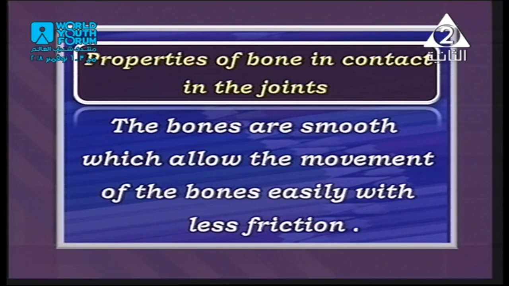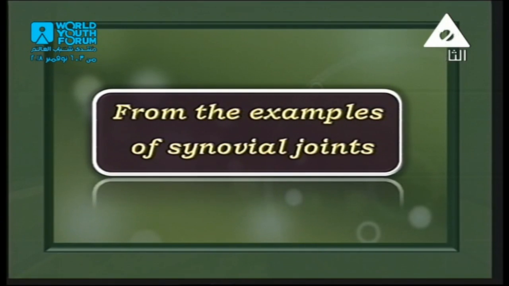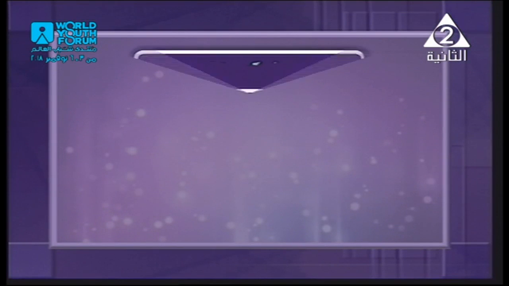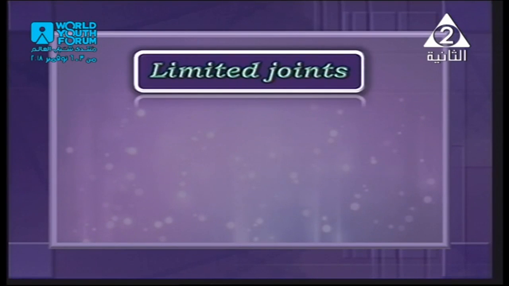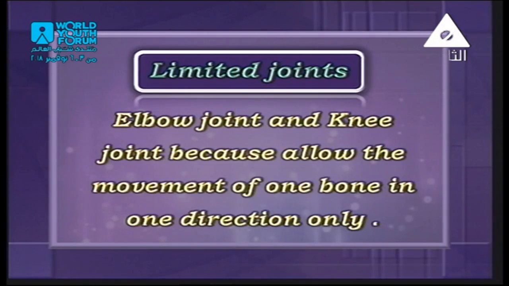But actually, before starting the example, we need to divide the examples of synovial joints. We have two types: limited joints and widely or freely moving joints. Limited, what does it mean? Like what in your body? Excellent. Elbow and knee joint. Both of them are moved in one direction. So the elbow joint and knee joint move in one direction, so they are limited joints. Synovial limited joint. Easy? Okay.